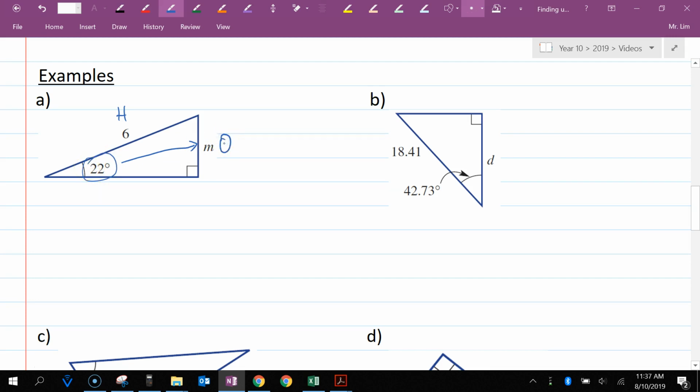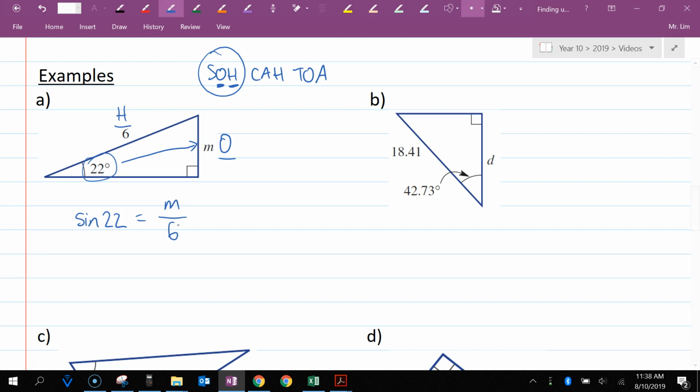So we write O. We only have O and H. So if I were to write SOHCAHTOA at the top of my page, the only one with O and H is sine. So I've got sine of the angle, 22, is equal to opposite over hypotenuse. Opposite over hypotenuse, m over 6.